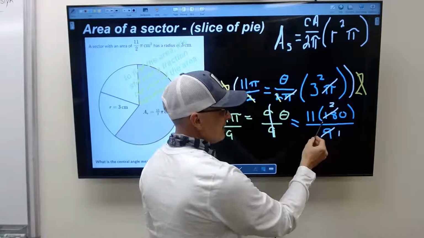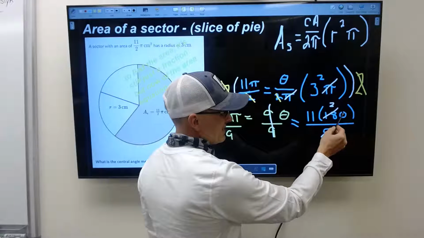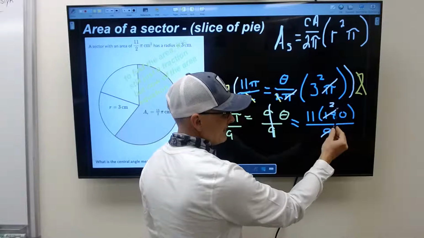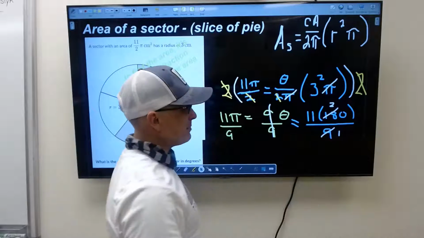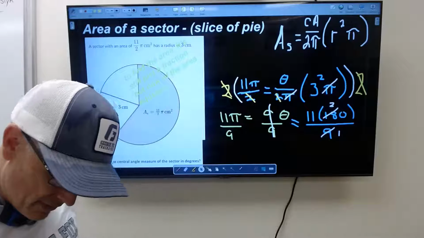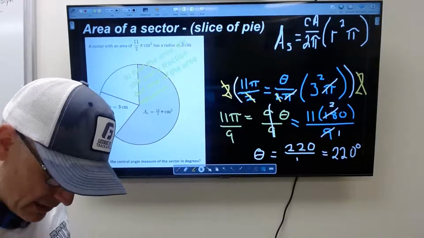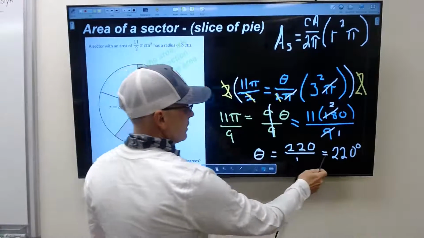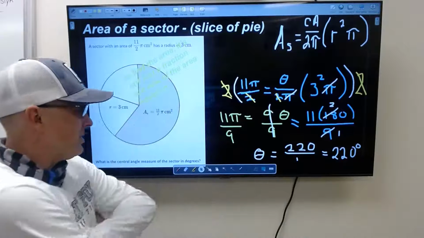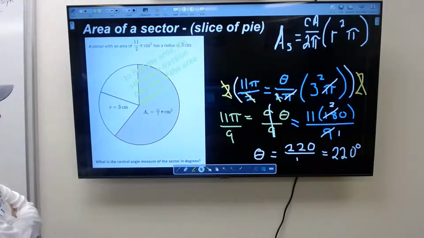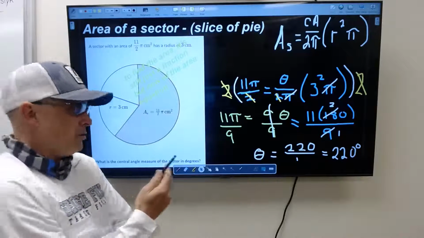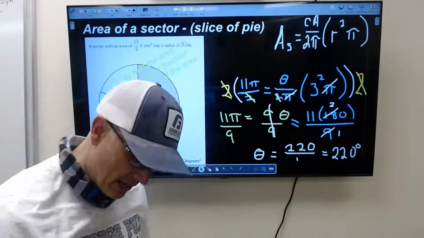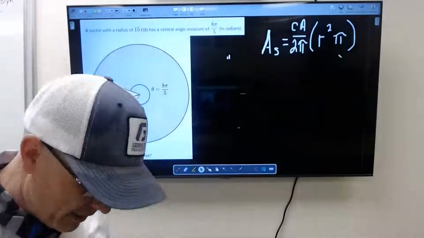If I want the degree measure, because it says in degrees, then I replace the pi with 180. I simplify it. I'm really just canceling the 9's there. So 11 times 20 gives us 220 over 1, which is just 220 degrees. Now, 220 is bigger than 180, so it seems like that would be a viable option.